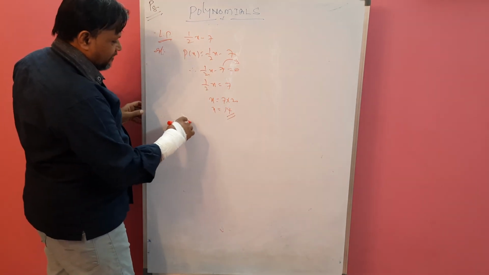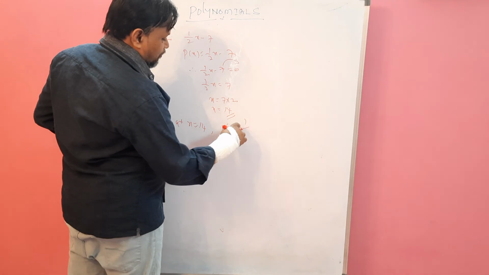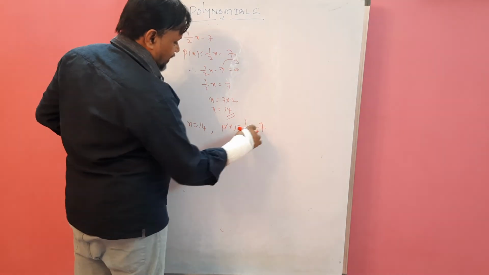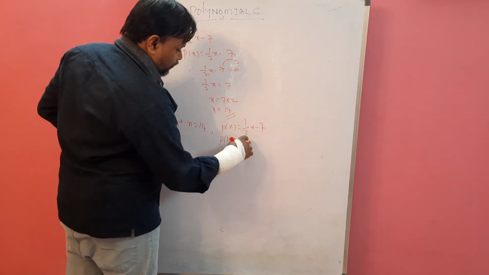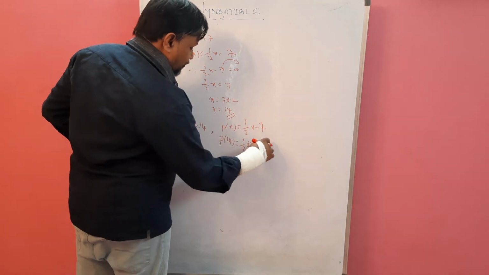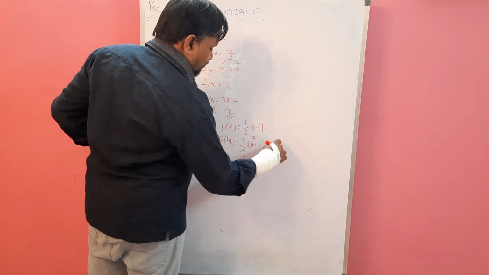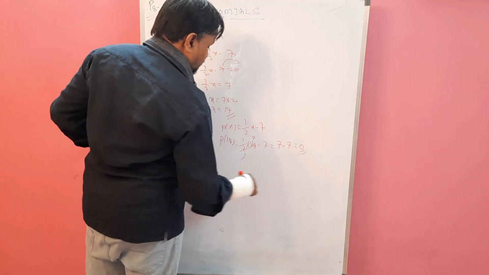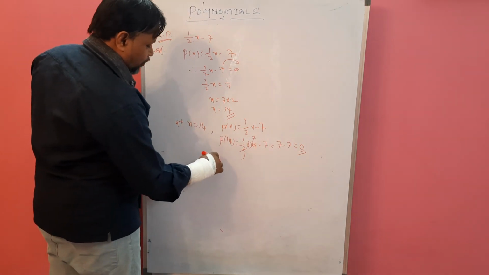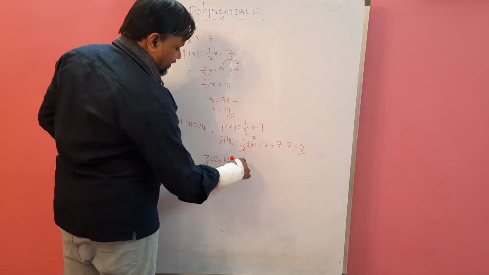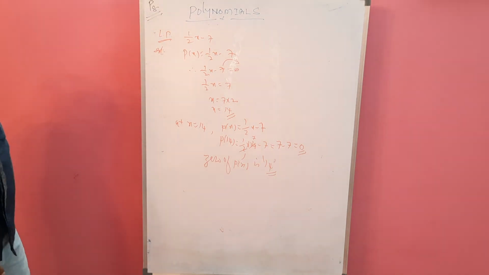At x equal to 14, we are going to check here. p(x) equal to 1 by 2 x minus 7. Now substitute 14 for x: 1 by 2 into 14 minus 7. So you will get 2 ones are 2, 2 sevens are 14, so 7 minus 7. 7 minus 7 is 0. So this value makes the whole function 0. So the 0 of p(x) is 14. Okay, this number is called the 0 of the polynomial.